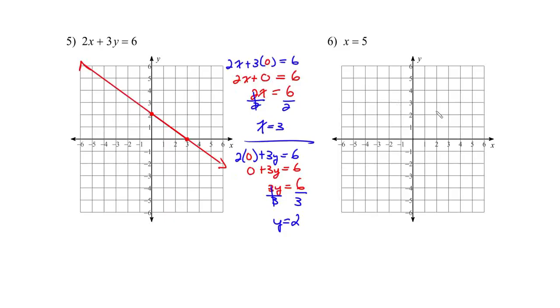All right, so finally, number 6, it says x equals 5. And I showed you in the first problem that x equals a number is a vertical line that goes through the x-axis at that number. So all we have to do is go over to the x-axis, we put a point on 5, and then we draw our vertical line going through 5 on the x-axis.